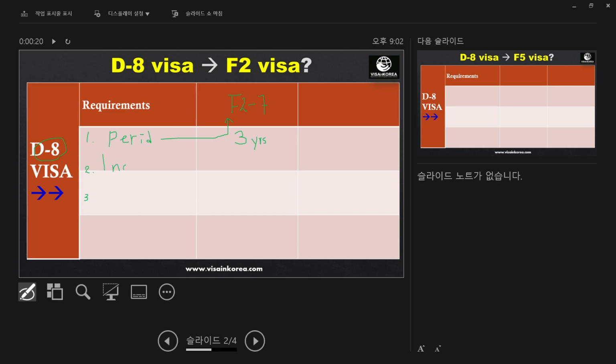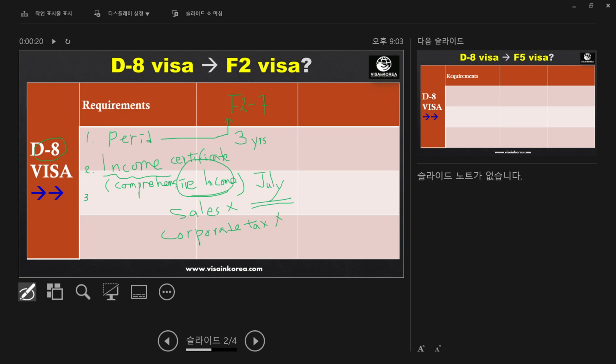But your income for the previous year, this is comprehensive income, okay? Comprehensive, 종합소득세, right? It is released every July, and you have to report in May. But the result shows your yield income, not sales volume or corporate tax. It is not this one. This is income, right? Income certificate issued by the tax office. This is very important, so schedule how to do that, right? This is July. And the last one is 0.80 points.